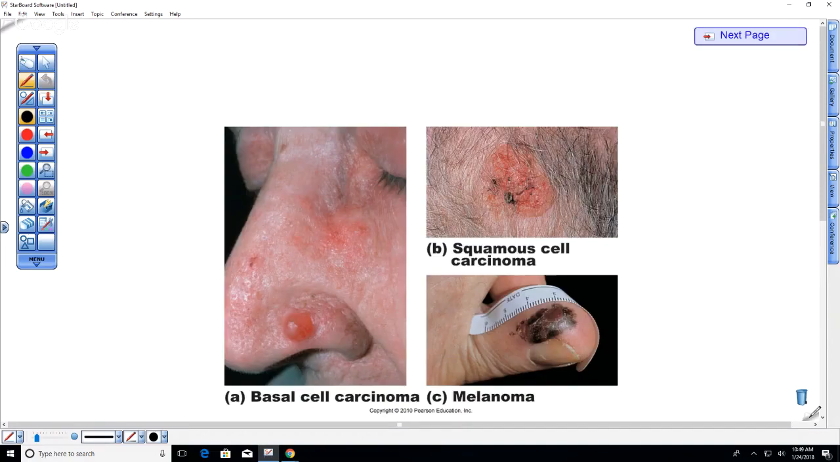So here are just from your textbook some pictures of the different types of skin cancer and what they look like.